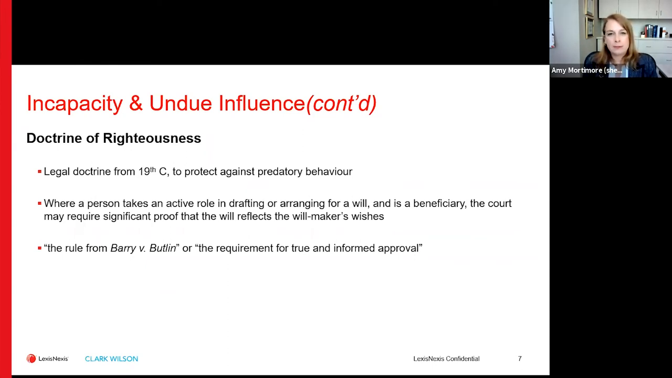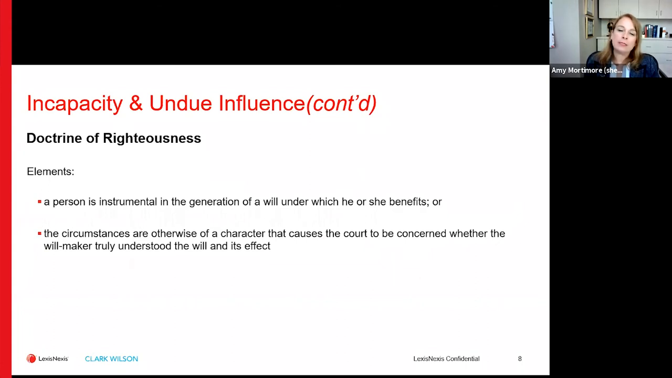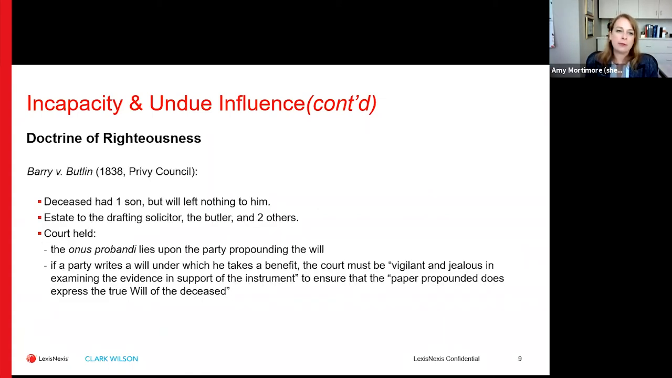Now, the doctrine of suspicious circumstances, which I think is the better way of phrasing it because it sounds cool, is sometimes known as the rule from Barry and Butlin or the requirement for true and informed approval. So really what we need to see are the two pieces. The person is instrumental in the generation of the will, or the circumstances are otherwise of a character that causes the court to be concerned whether the will maker truly understood the will and its effects. I know that you've got cases in your files that you think would fit in this, so I encourage you to have a look at the doctrine. It starts from the Barry and Butlin case back in 1838 out of England, as I mentioned.